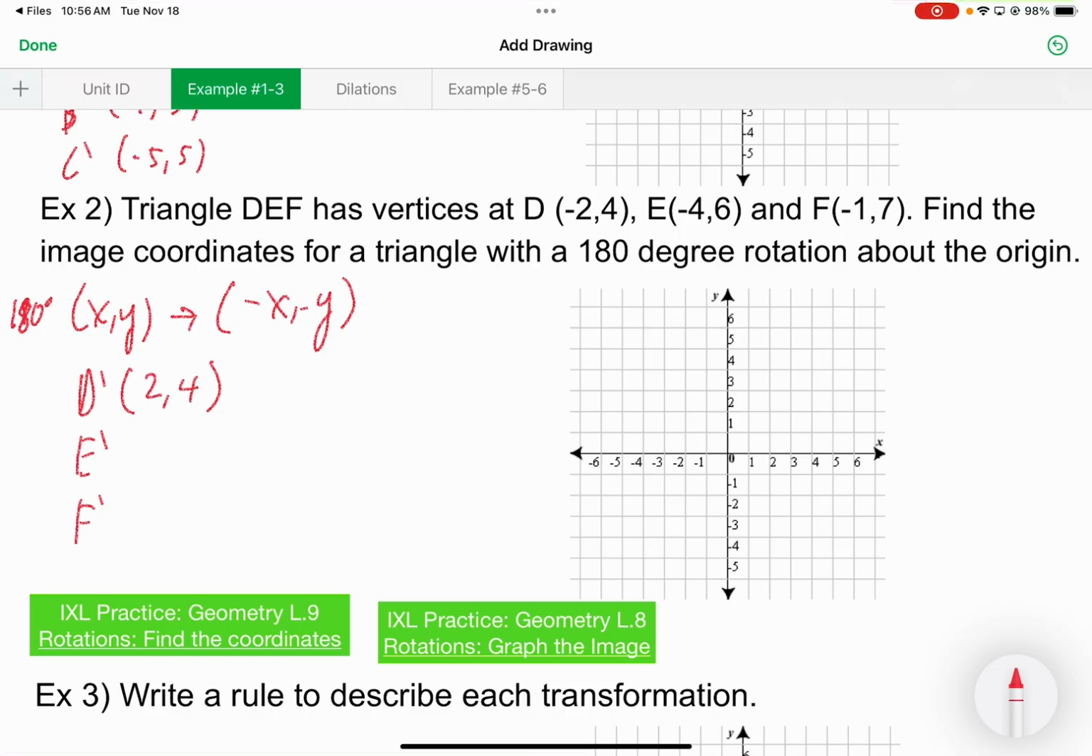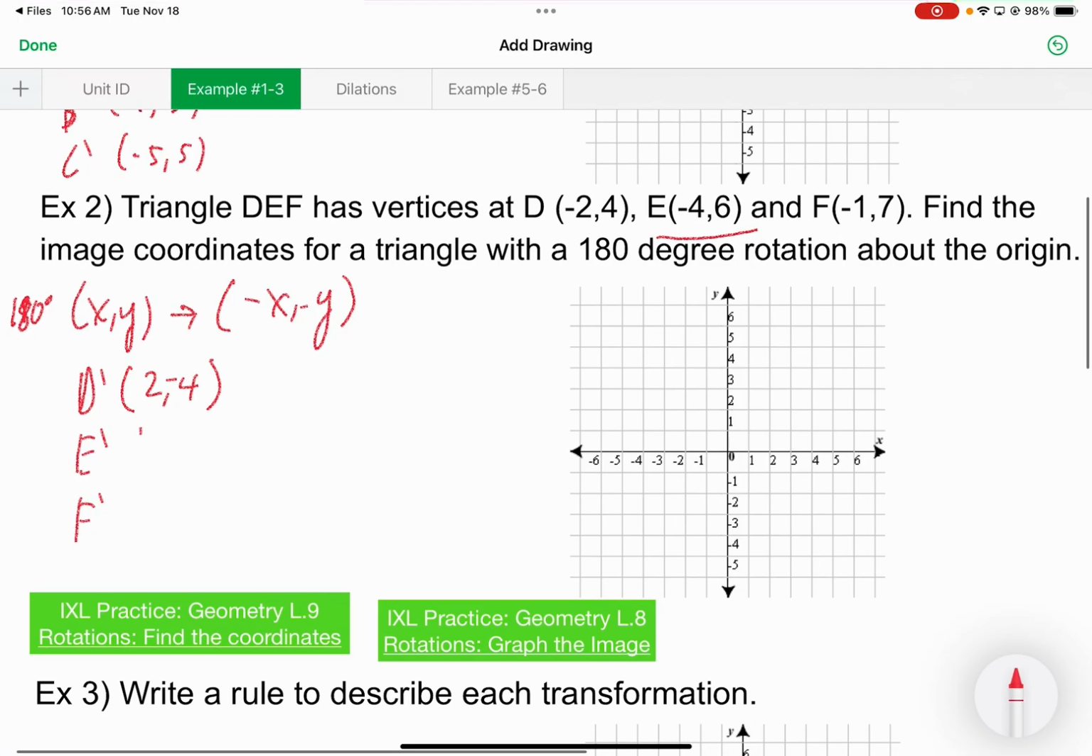Okay, so then negative 4, E is at negative 4, 6. So it would become 4, negative 6. And then F is at negative 1, 7. So that's going to become 1, negative 7. Okay? All right, let's plot my original.